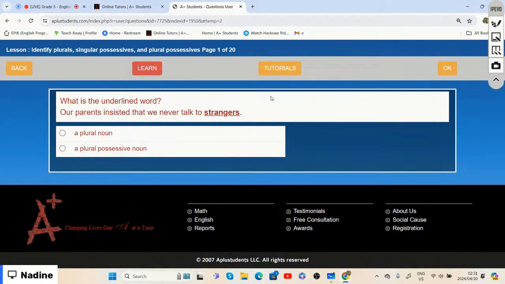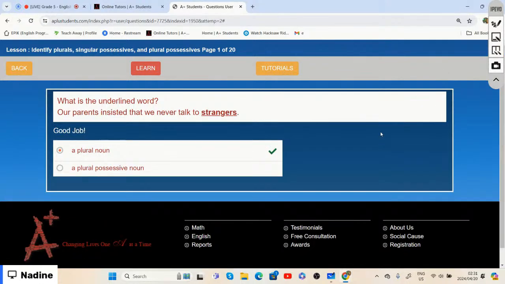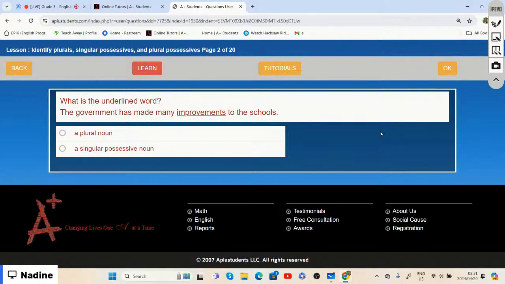All right. And if we choose the correct one, yes, we will say this is a plural noun because strangers ends with an S. It just shows that we're referring to more than one stranger. And well done, that is a plural noun. So well done. Plural is great.